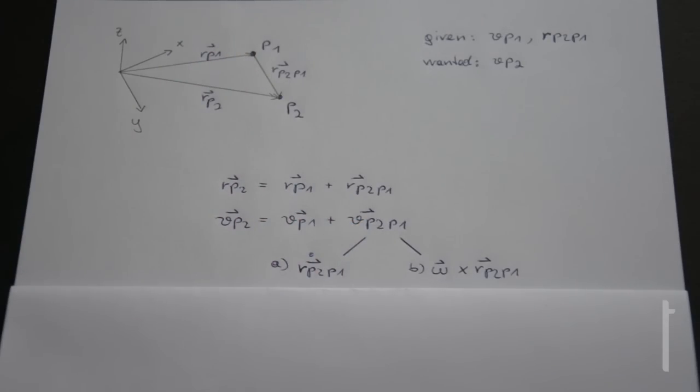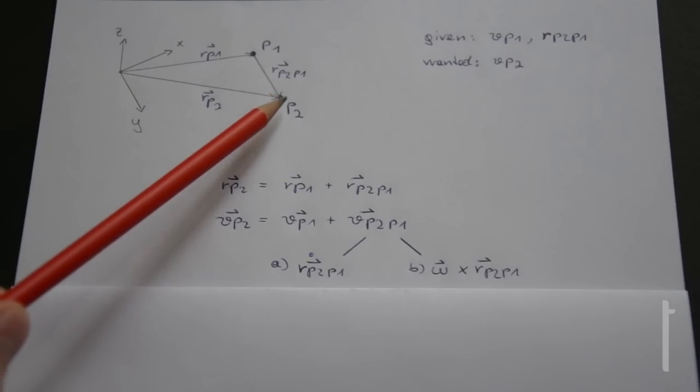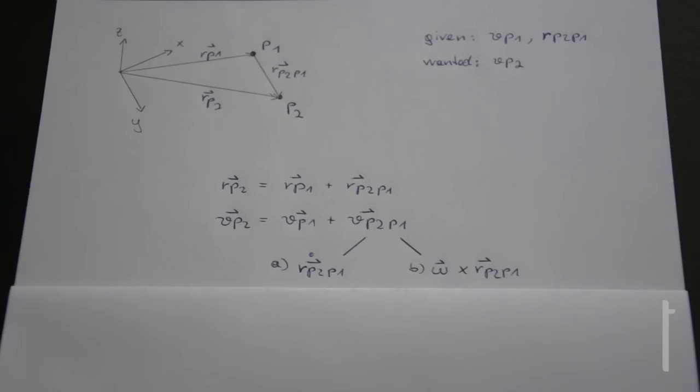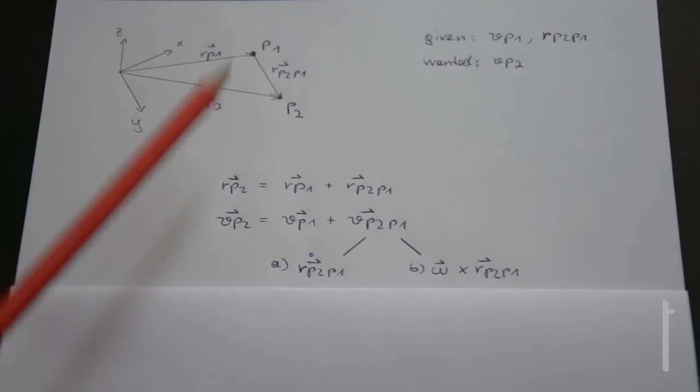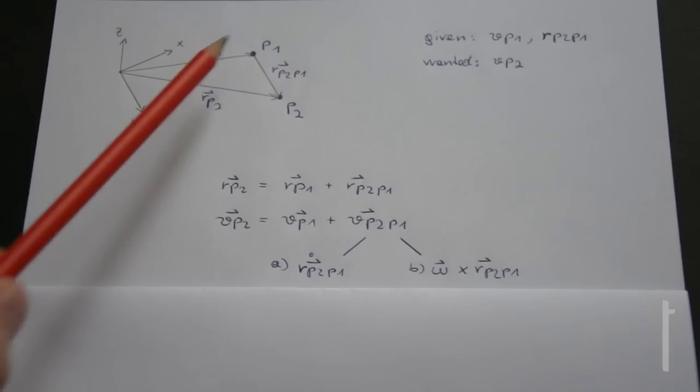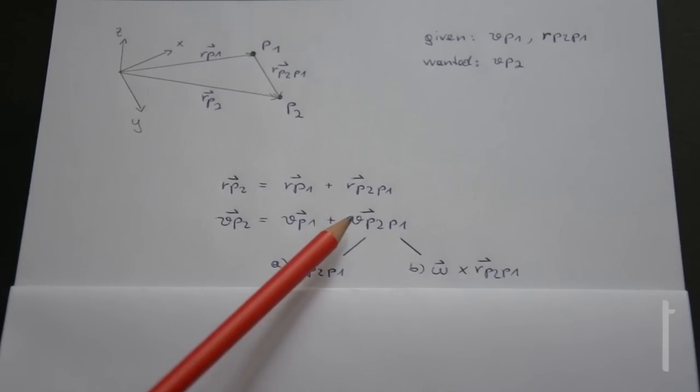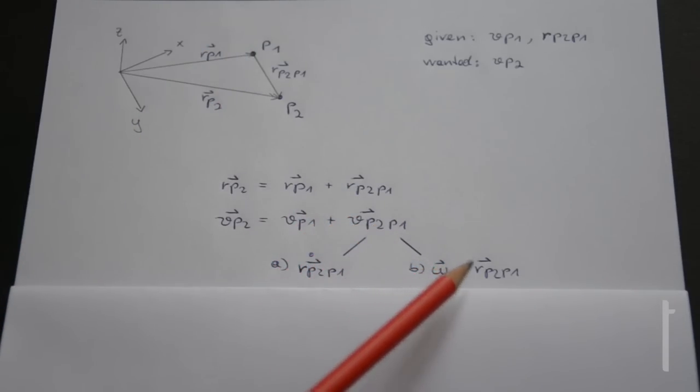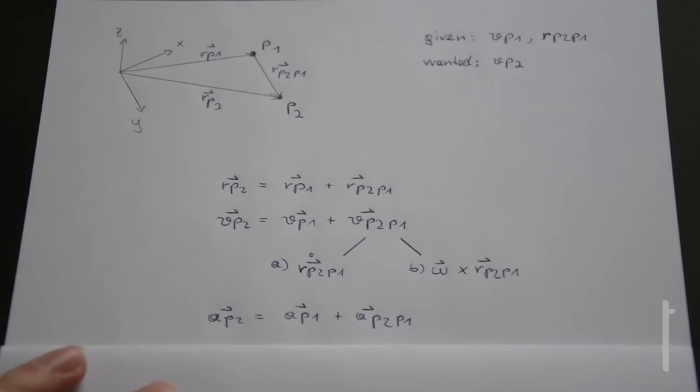And now we think a little forward, and then we know that if point P2 moves rectilinear from P1, or for example rP2P1 is depending from time, Vp2p1 would be simply the derivative of rP2P1. And if point P1 is moving and P2 is rotating around P1, then in that case Vp2p1 would be omega cross rP2P1. Of course, this connection is also valid for the acceleration. So aP2 equals aP1 plus aP2P1.